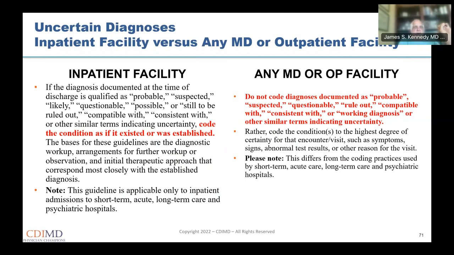If the diagnosis documented at the time of discharge is qualified as probable, suspected, likely, questionable, possible, or still to be ruled out, code the consistent condition as if it existed or was established. So long as it passes the smell test. On the other hand, outpatient billed facility or any physician billing, even if it's inpatient, do not code the diagnosis documented as probable, suspected, possible, and the like. You can only code to the different levels of specificity and such. So again, there may be certain rules in the guidelines of what a facility can do that an MD can't do and vice versa, and those may need to be negotiated as such.